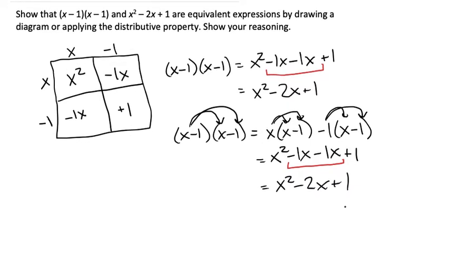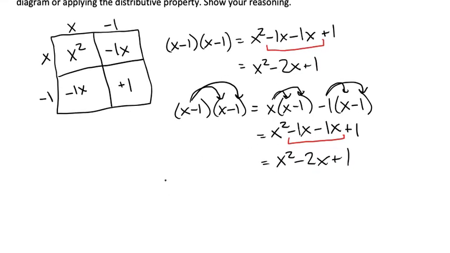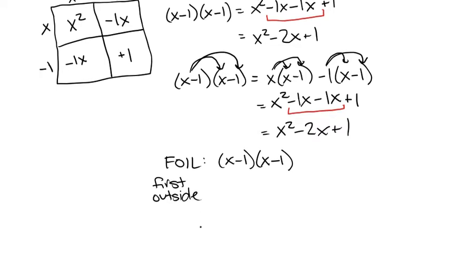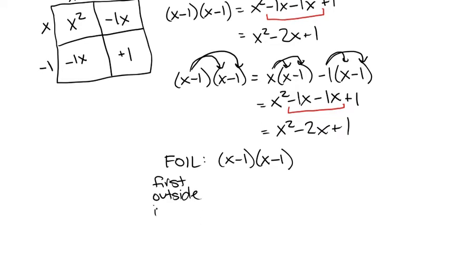You have possibly also learned another method for how to do this, which is called FOIL. And if you remember FOIL, the letters stand for first, outside, inside, and last. And so what this means is that this is kind of an order for you to keep track of making sure that you're getting all 4 pieces of this multiplication.